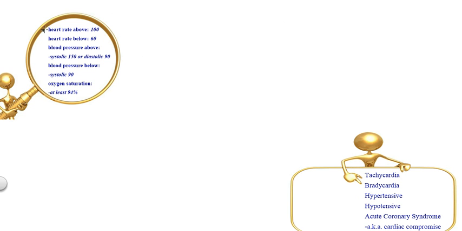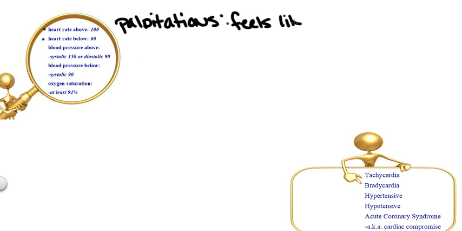Tachycardia is a fast heart rate above 100 beats per minute. Bradycardia is a slow heart rate below 60 beats per minute. Palpitations are from a fast or otherwise irregular heartbeat. A patient may say it feels like a fluttering sensation in the chest.